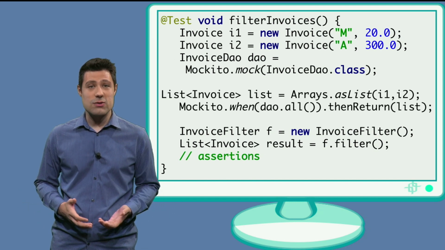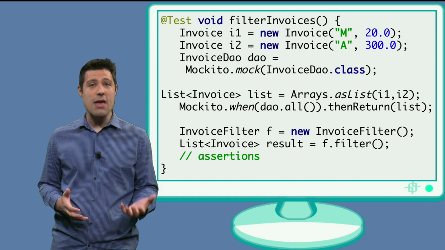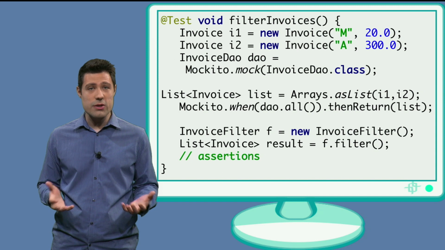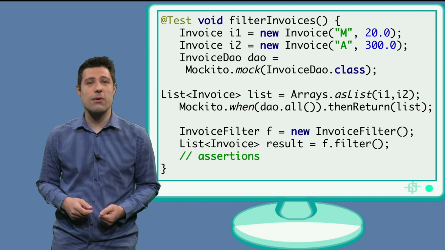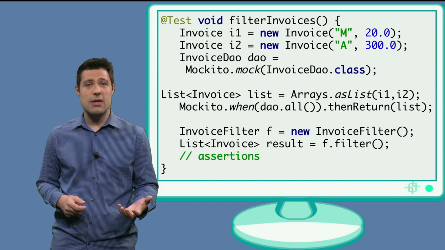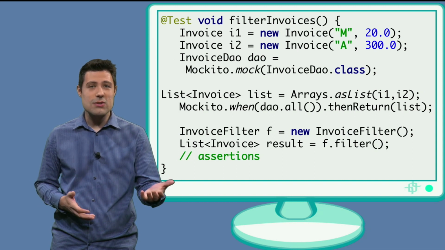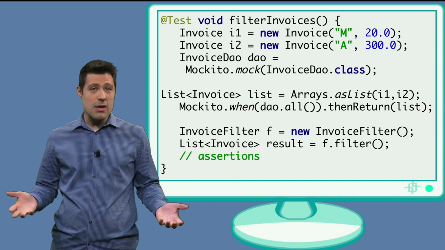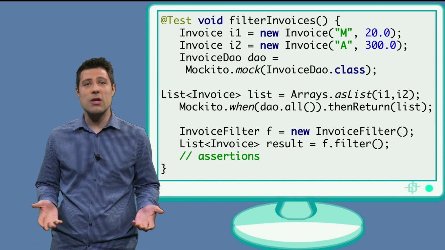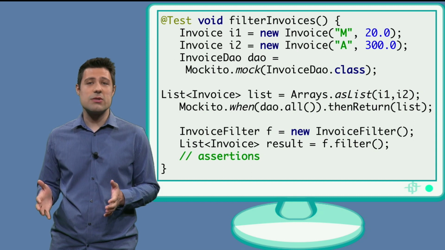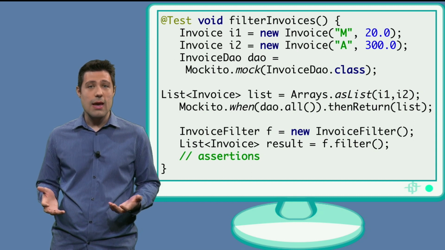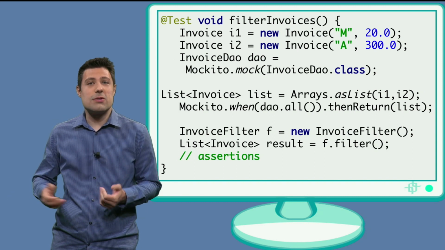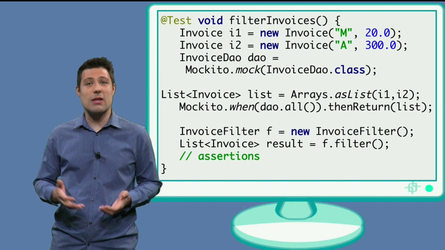The second part, as discussed in the previous video, is about setting the behavior we expect. And for this mock, what we wanted to do is to return a list of invoices when the method all is invoked. And this list of invoices can now be just an in-memory list, way simpler than a database. So that's what we do here. We create an array using the Arrays.asList method from Java, and we add the two invoices, I1 and I2. And then we use the Mockito.when method, and when the all method happens in this mock object, then return this list that we just created in memory.